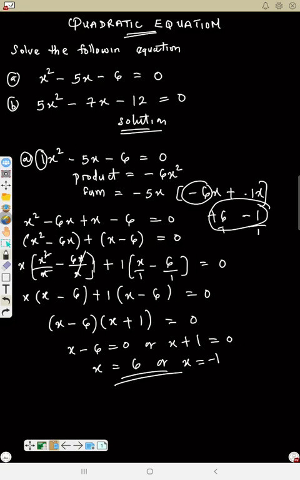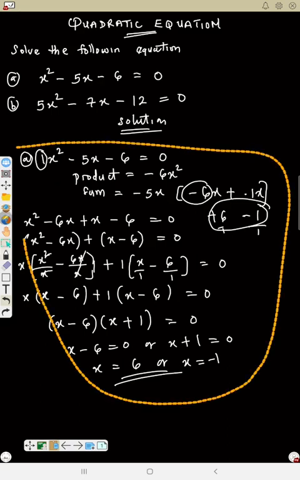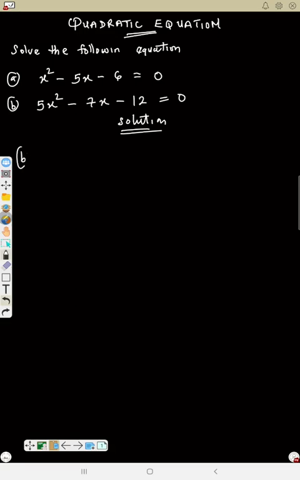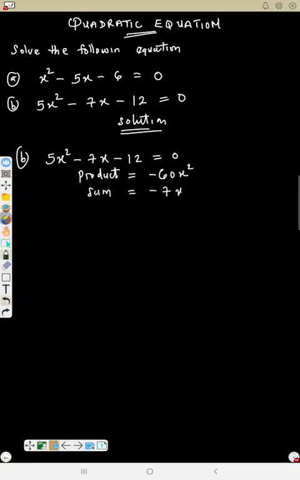Now let's do the last one. So for now, let's do the last one first. So the last one we have, this will take care of all the signs. So we have 5s squared minus 7s minus 12 equals 0. Still find your product. So what's the product? Minus 60 s squared. What's the sum? Minus 7s.